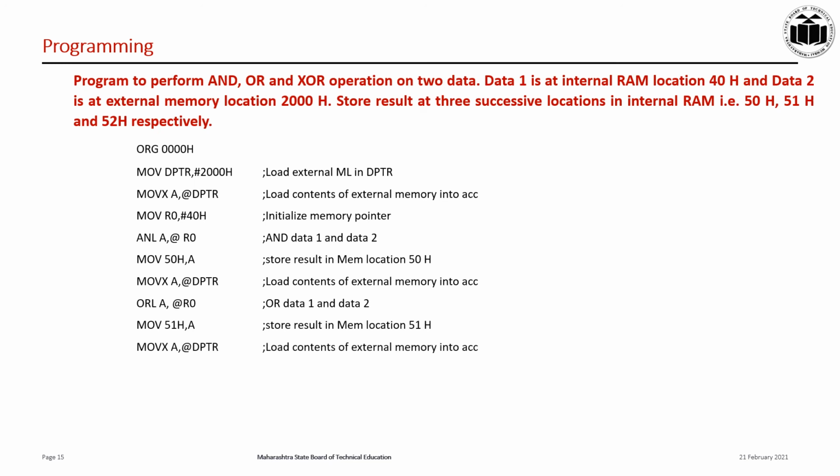MOVX A, @DPTR. Load the contents of external memory into accumulator. XRL A, @R0. This instruction will perform XOR operation on the data pointed by register R0 and the content of accumulator. After this operation, result will be stored in accumulator that will copy to the memory location 52H by using instruction MOV 52H, A. END.